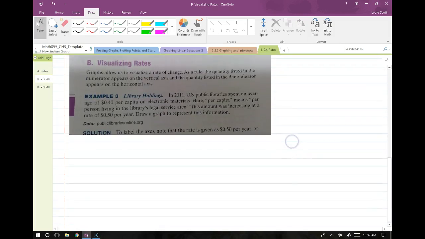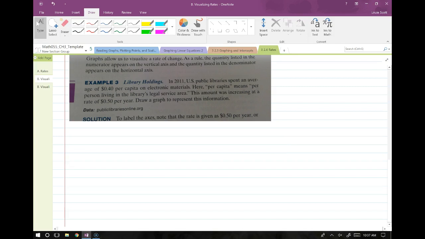All right, so let's go ahead and do another example. So suppose we are dealing with some library holdings here. So in 2011, the U.S. public libraries spent an average of 40 cents per capita on electronic materials. Here, per capita means per person living in the library's legal service area. This amount was increasing at a rate of 50 cents per year. Draw a graph to represent this information.